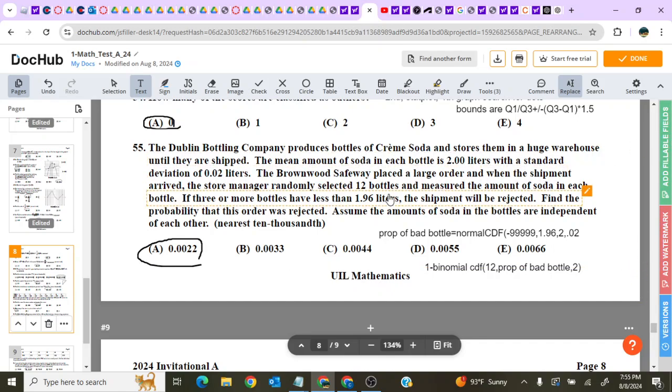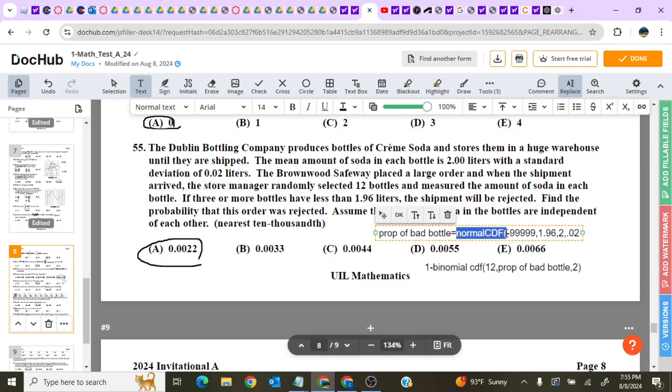First off, we have to figure out the probability that a bottle has less than 1.96 liters. That's going to be your normal CDF. You're looking for anything lower, so you don't have a lower bound. Your upper bound is going to be 1.96, your mean is 2, and your standard deviation is 0.02. That will get you the probability of having a bad bottle.